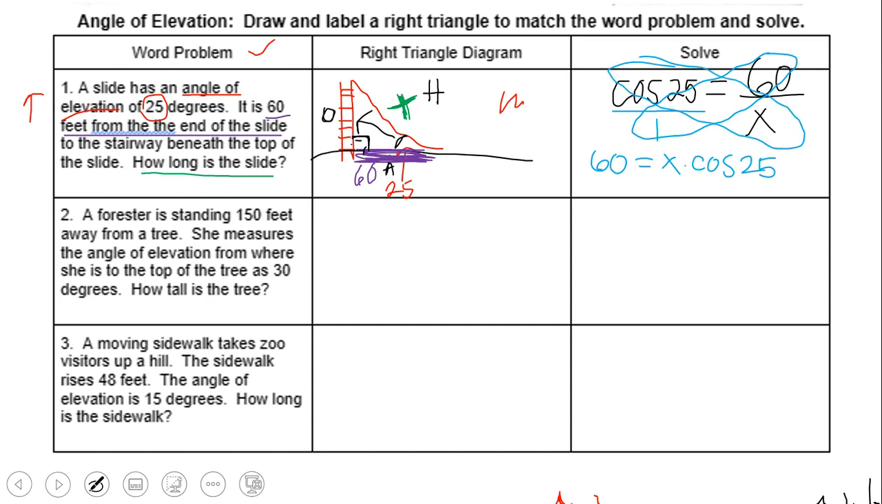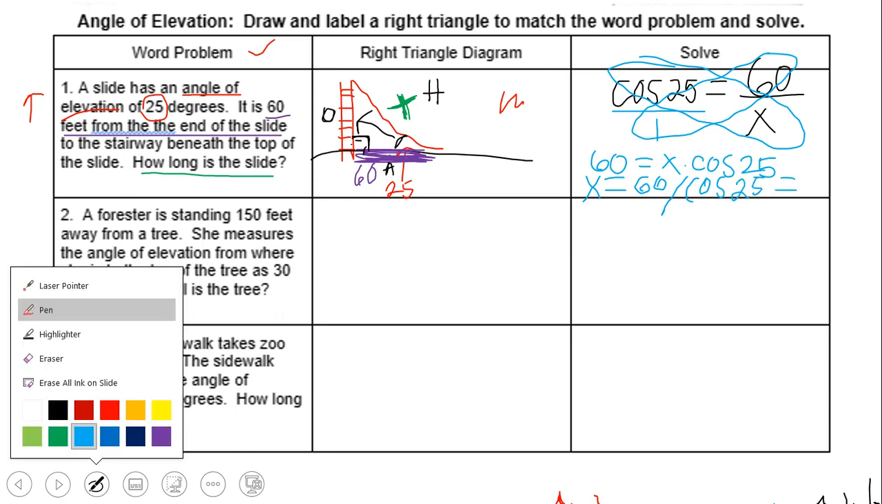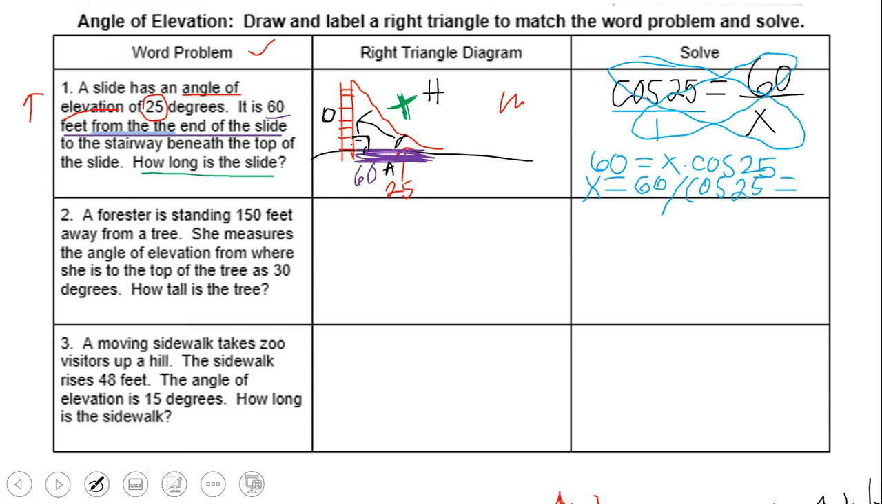So I'm going to need to divide by cosine of 25 on both sides. That means I'm going to have x equals 60 divided by cosine of 25. And I'm just going to let Desmos do the hard work. When I punch that into Desmos, that gives me about 66.2. And since we started off with feet, I'm going to put feet in my final answer.